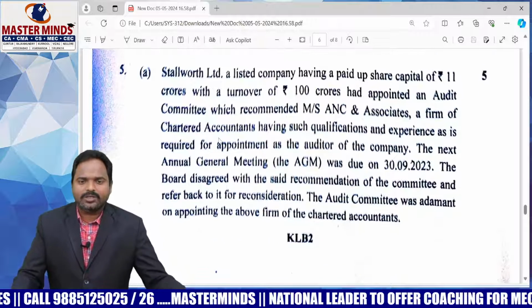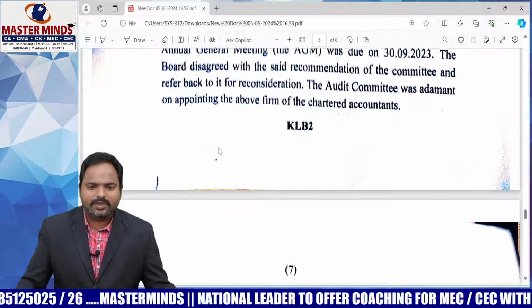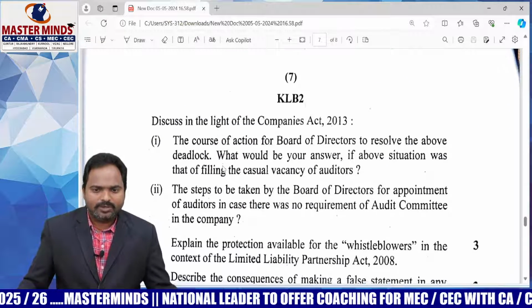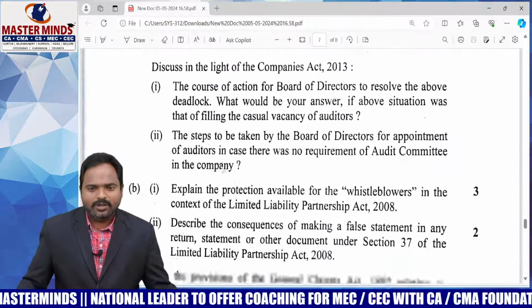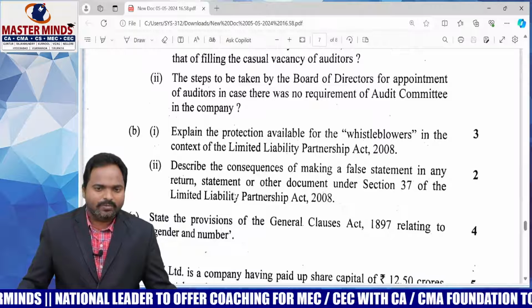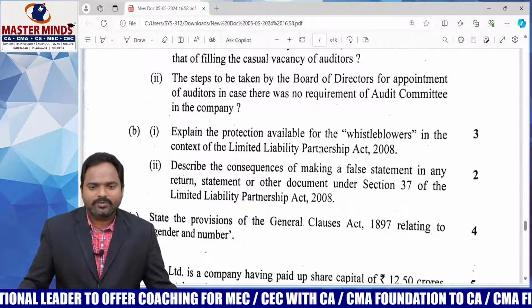And Stalwart Limited, a listed company having a paid up share capital of 11 crores with a turnover of 100 crores. This is actually from the audit of the company chapter. So, that is also not that easy a question. They are asking whether the board of directors have power to appoint the auditor in case of casual vacancy, all these things. And explain the protection available for whistleblowers.